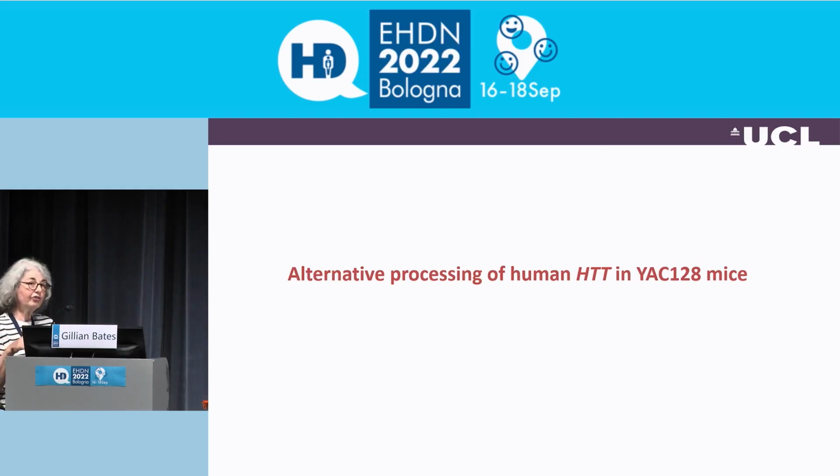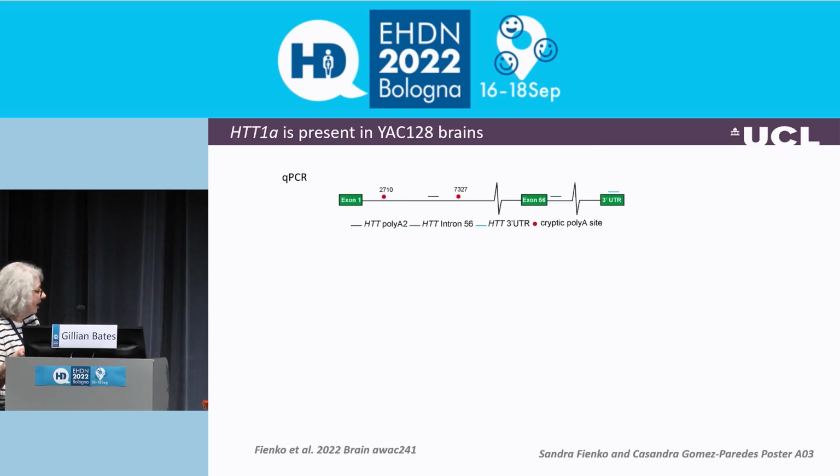So everything I've shown you so far has been to do with the mouse Huntingtin gene and protein. In order to look at the human gene, we turned to the YAC128 mice made by Michael Hayden's lab. First of all, we wanted to see whether or not we could detect Huntingtin 1A. To do this, Sandra used qPCR assays within this, before this second poly-A site here, within an intron down here, and then across the 3' UTR for the full-length transcript.